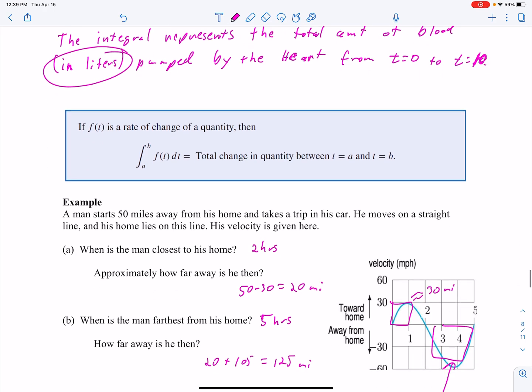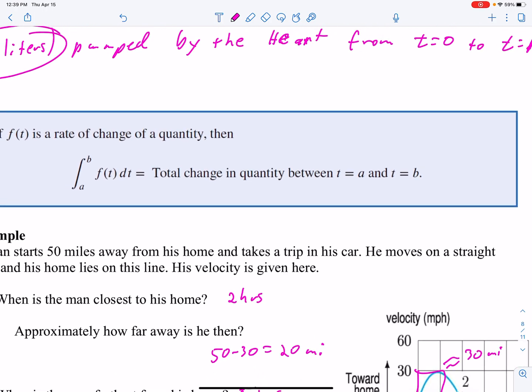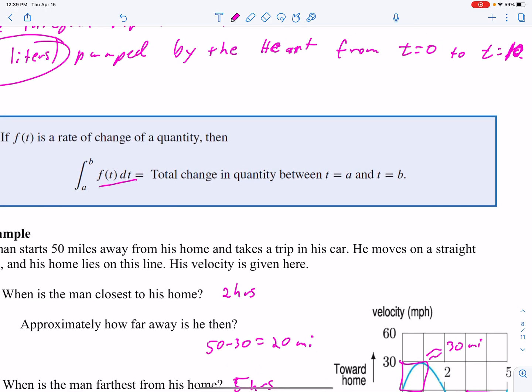All right. So if f of t is a rate of change of a quantity, then the integral from a to b of f of t dt equals the total change in quantity from time equals a to time equals b. Okay?